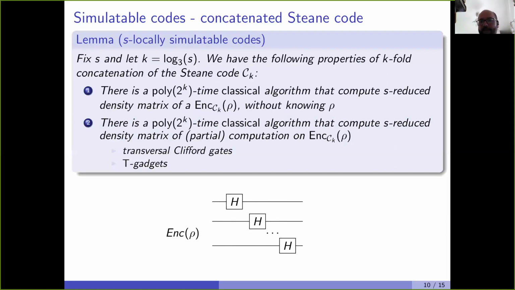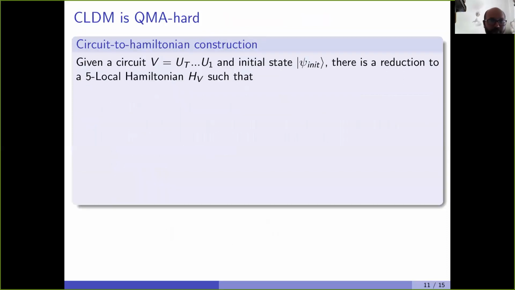Then, this is the main tool that we need for proving the QMA hardness of this consistency of local density matrices, and this was defined in the work of Grilo, Slofstra, and Yuen. And let us give the second tool that we need for proving this QMA hardness, and this is the circuit-to-Hamiltonian construction, sometimes called the Feynman-Kitaev construction. And this allows us to convert quantum circuits to Hamiltonians.